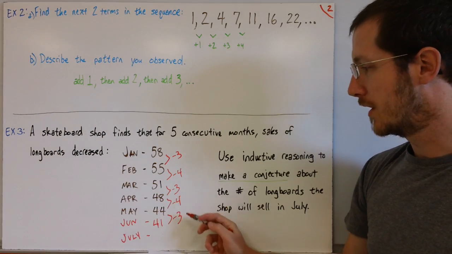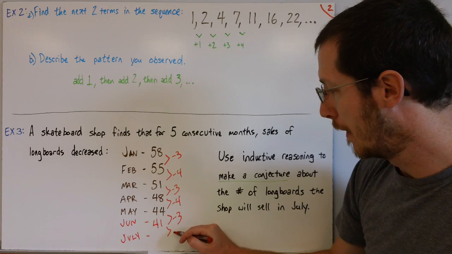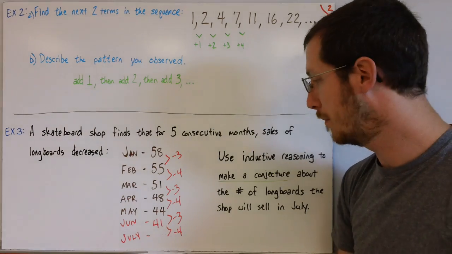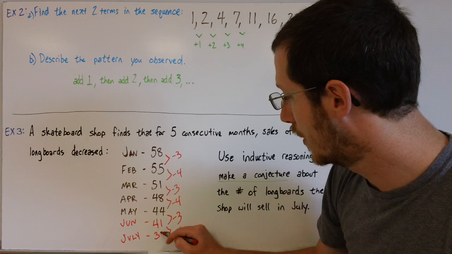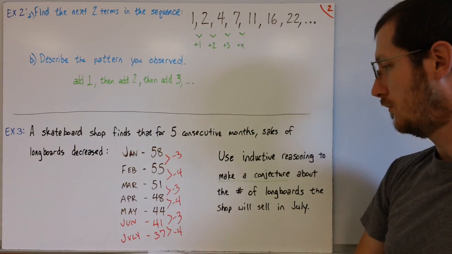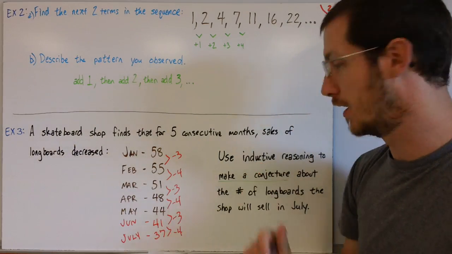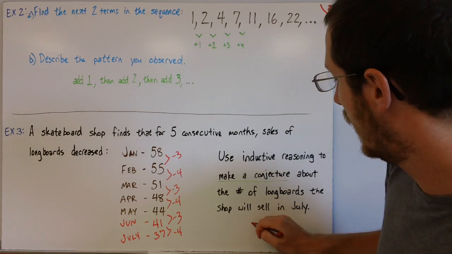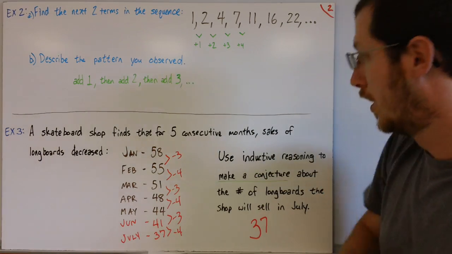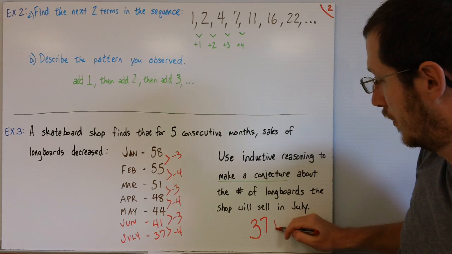Okay, -3, -4, -3, -4. 41 minus 4 is 37. So, using inductive reasoning, we can conjecture that in July, this shop will sell 37 longboards.